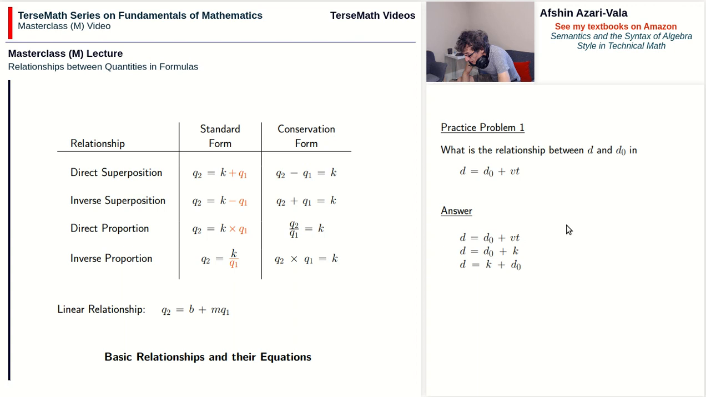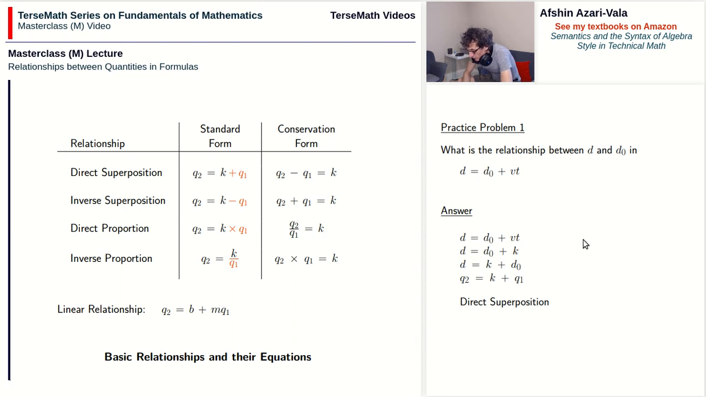This matches the standard form of the direct superposition problem. Q2 is equal to k plus Q1. And therefore we have direct superposition. What this means is that if d0 increases by a certain amount, d will increase by the same amount.